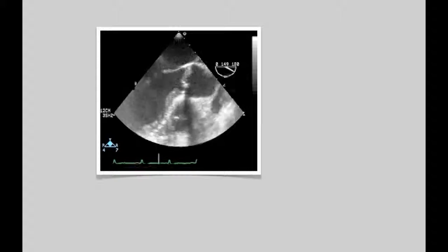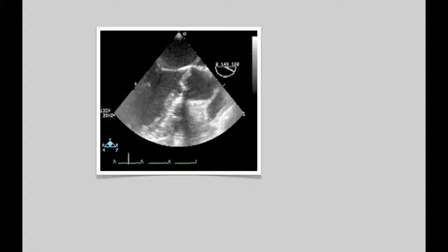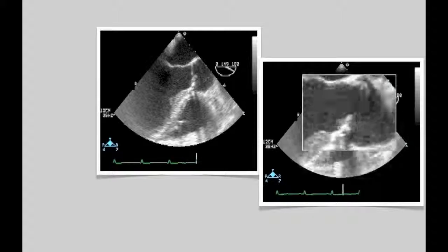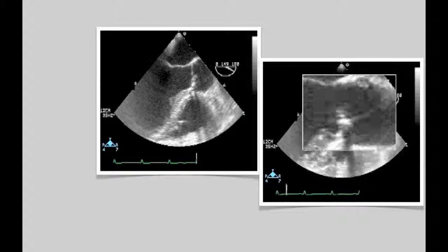In this case, in the mid-esophageal aortic valve long axis, we see a poorly mobile leaflet at the bottom of the screen and a relatively mobile leaflet at the top of the screen. We would have to undertake a variety of other views, but in close-up we can confirm that the bottom leaflet is simply not moving well at all.